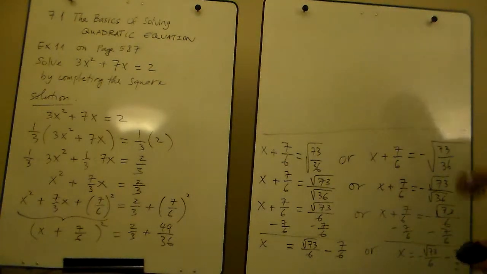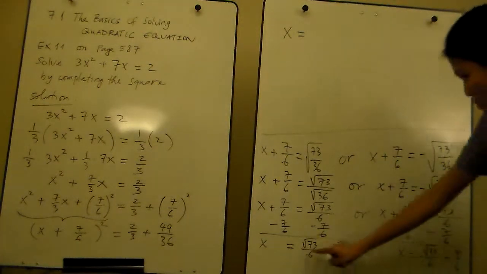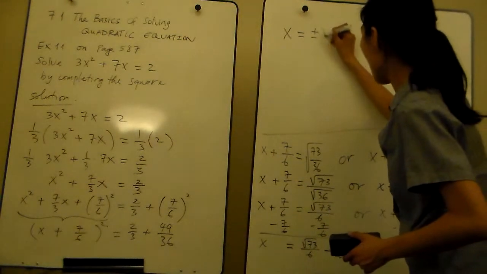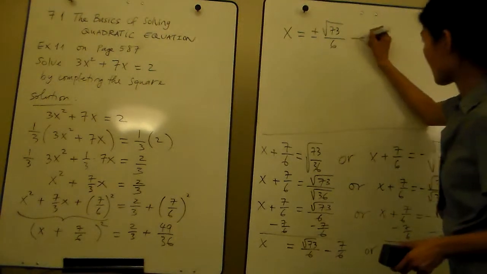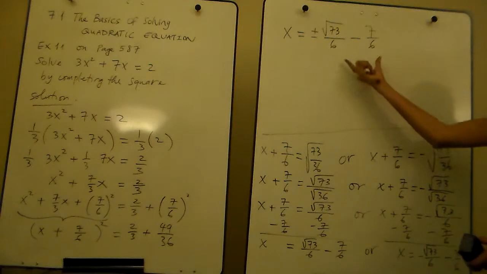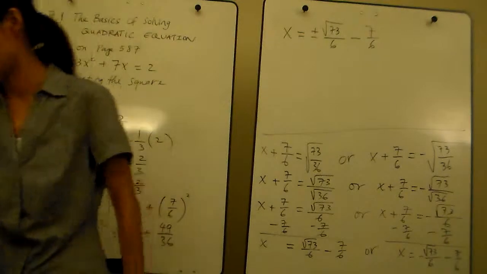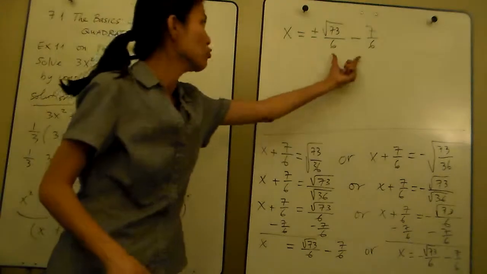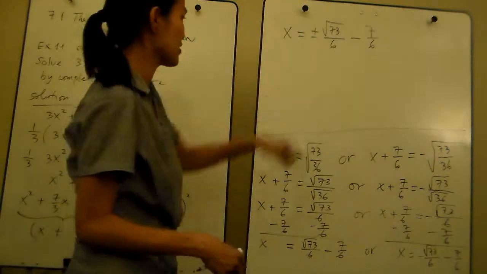So to go from here to here, you can rewrite these two solutions as one, because this is positive, this is negative, the same values. So plus or minus square root of 73 divided by 6, subtract 7 over 6. You can leave the answer like this, or you can combine these as one fraction. Let me see how the book presents it. Example 11. Okay, so they leave the answer as two fractions. So negative 7 over 6 plus or minus square root of 73 divided by 6.